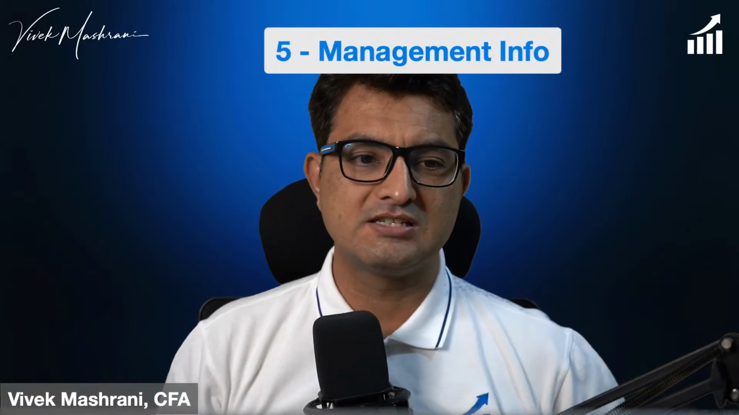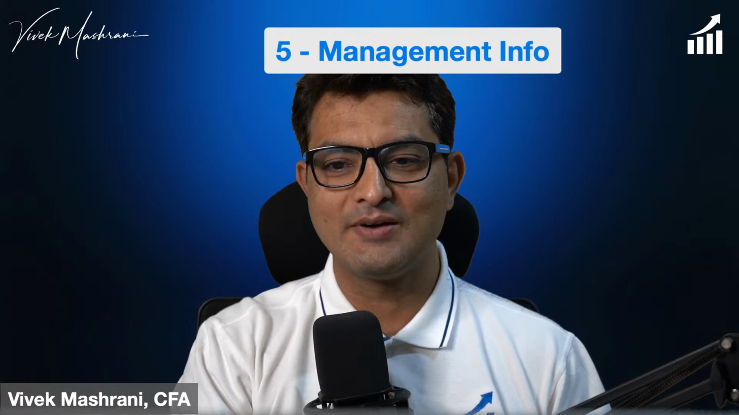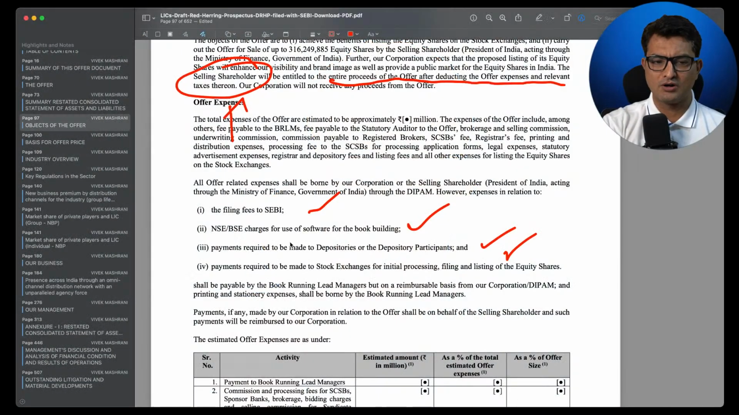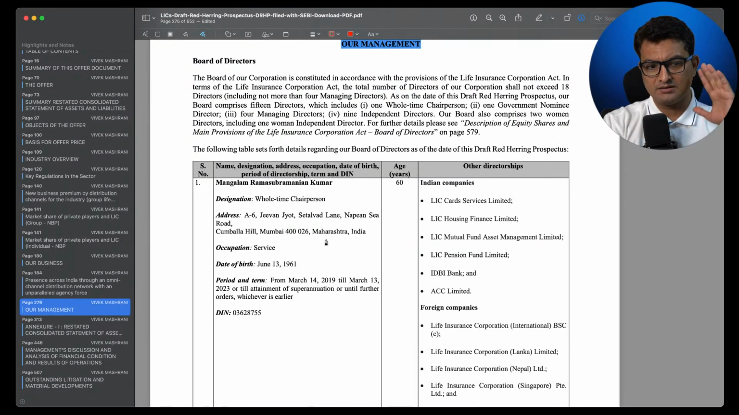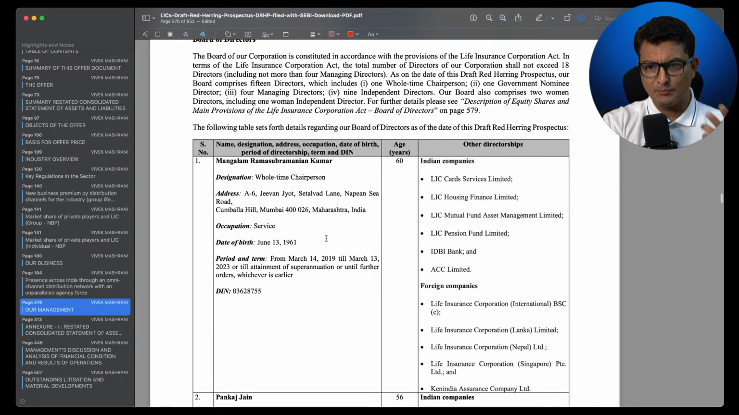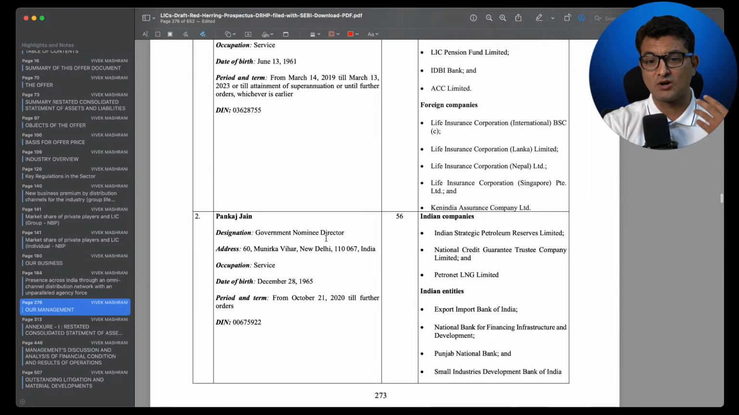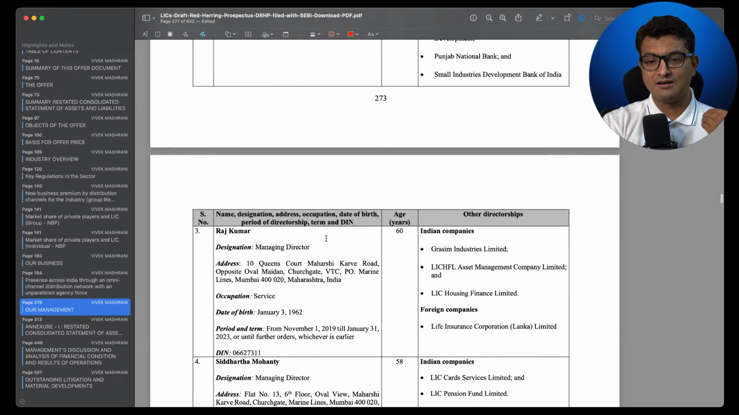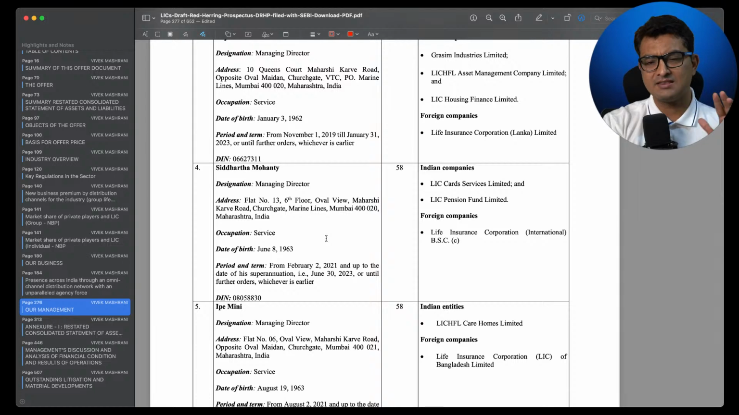Now, the fifth thing, which is super, super important, is management. Who is running the company, whether the management is good or not. This section is very, very critical, because sometimes promoters are not that great. They have litigation, they have criminal records, and this is what the entire management section tells about. It tells who the board of directors are, who the promoters are, what their address is, whether they were having any litigations.